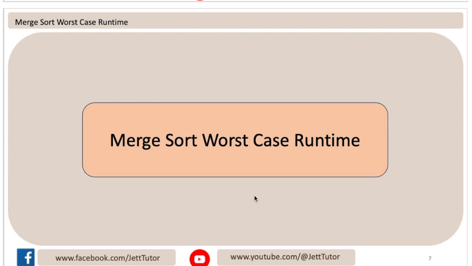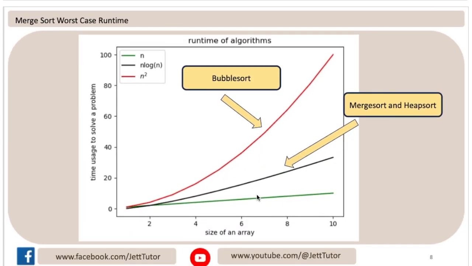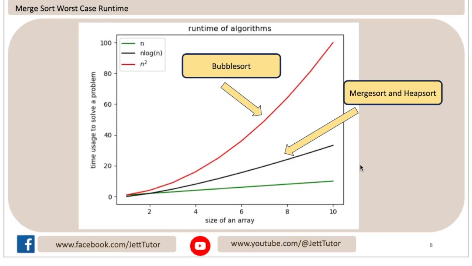MergeSort worst case runtime. So MergeSort worst case runtime is O(n log n). And if we look at the flowchart here, if the array is size 6, bubble sort would take around 36 iterations in runtime, and for MergeSort it would be around 18. But if the array size gets larger and larger, then bubble sort would take forever compared to MergeSort, which takes less time. Okay, that's all for the concept part.